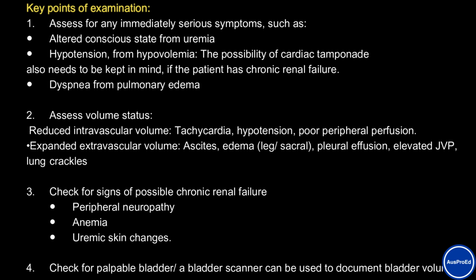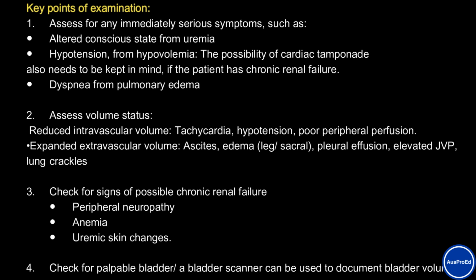Then we try to assess the volume status. Is there a reduced intravascular volume? So we look for tachycardia, hypotension, poor peripheral perfusion, expanded extravascular volume, so ascites, edema, pleural effusion, elevated JVP, crackles in the lungs. All these are helpful in assessing the volume status. Then we check for signs of possible chronic renal failure. This would be peripheral neuropathies, anemia, or uremic skin changes.